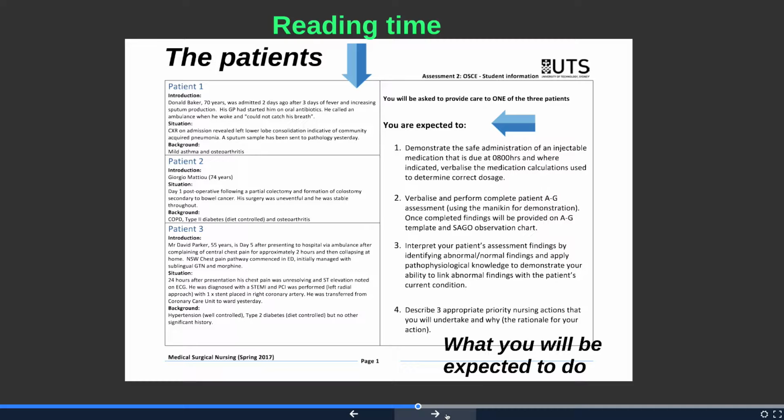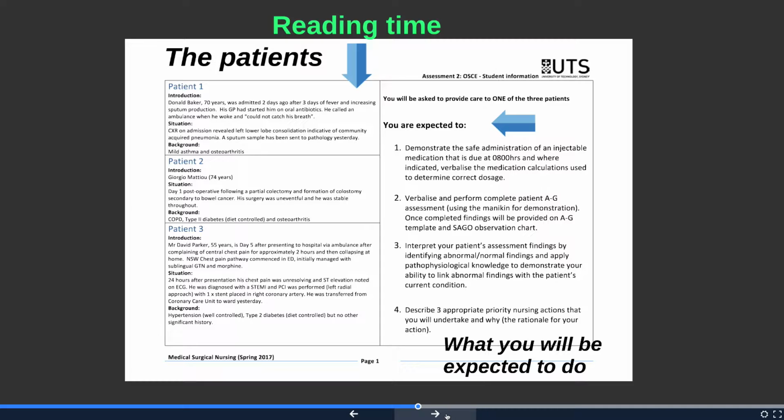You will be expected to do the following 4 elements to meet satisfactory in your OSCE. So you need to demonstrate the safe administration of an injectable medication that is due at 8 o'clock, and that injectable medication will be a subcutaneous route. It's also important to verbalise the medication calculation to determine the correct dose if this is required.